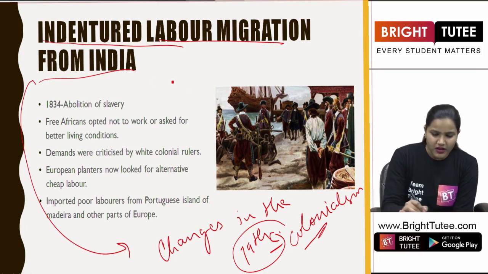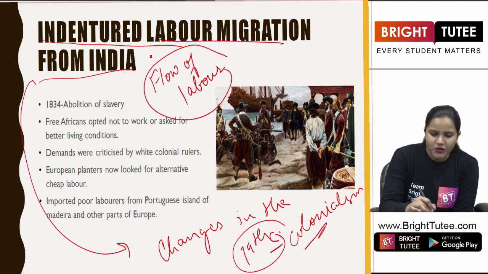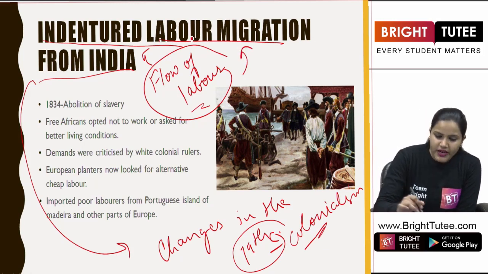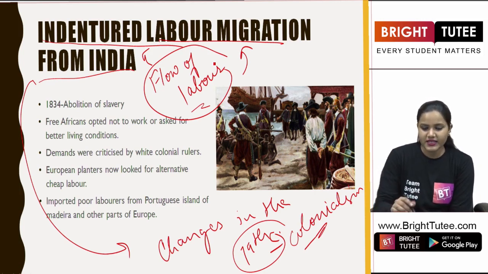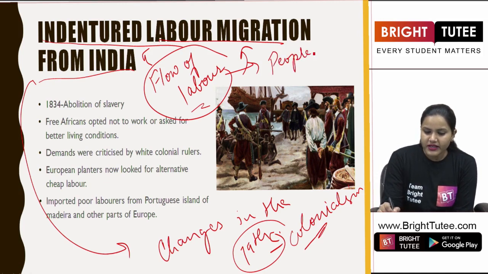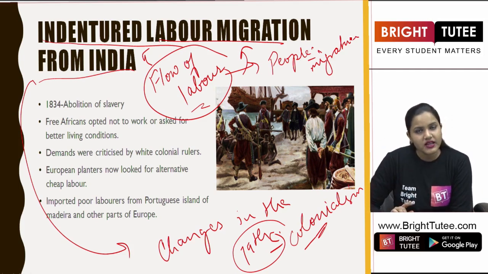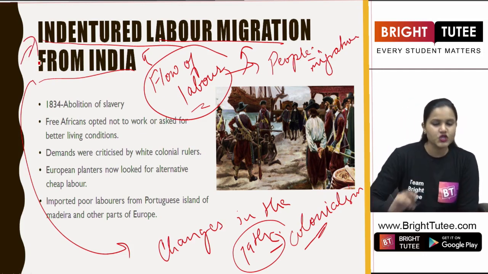Now here you have learnt about the flow of labor. Now, can you relate this topic to this concept, that is flow of labor? Definitely yes. How students? So here we are talking about labor migration. And when we say flow of labor, what does it signify? It signifies people migrating from one region to another in search of work or better living conditions. So we are going to understand this flow of labor under this topic.